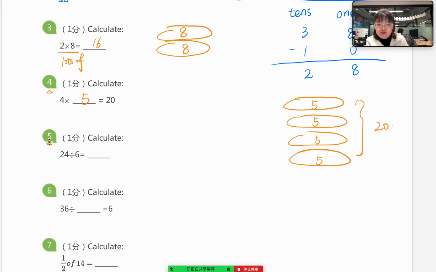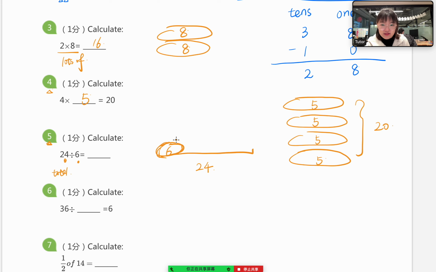And then question 5 is a division question. So 24 divided by 6, it means there are 24 in total. And now if we put 6 in a group, how many groups are there? So maybe we can draw a line segment to help us. That's the total amount, 24, and 6 in a group. And now we are thinking, how many rows of 6 in 24?